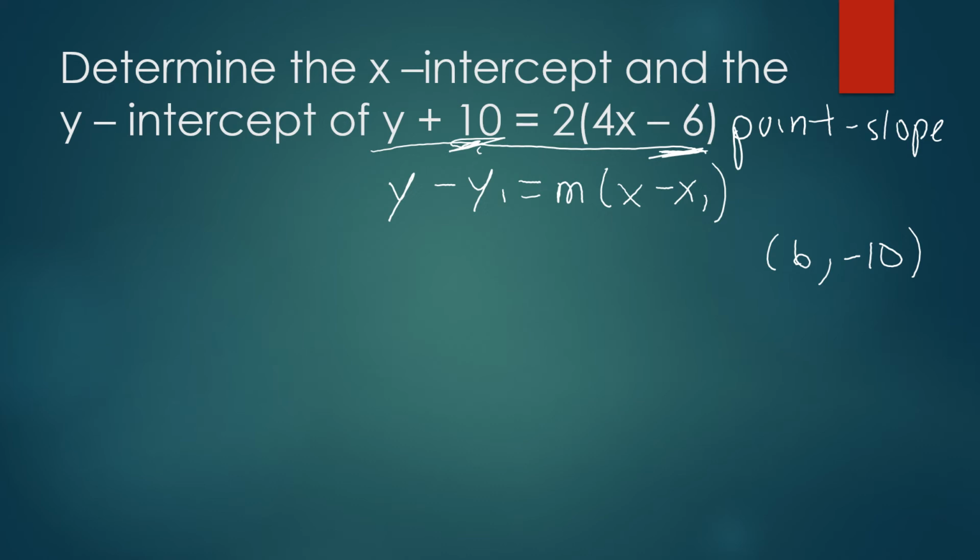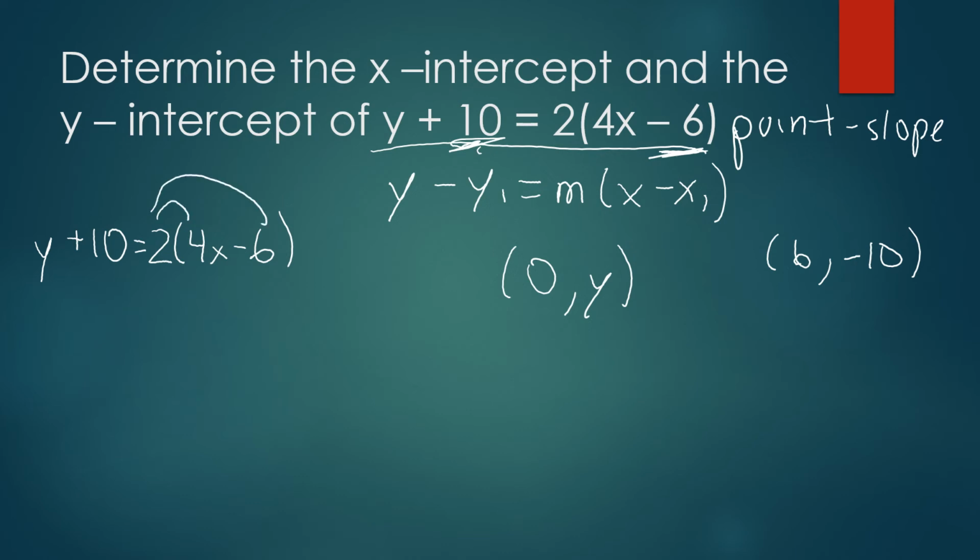To go ahead and find the x and y-intercept, we're going to start off with the y-intercept. Again, the y-intercept is (0, y). So y plus 10 is equal to 2 times 4x minus 6. Now, the first thing I would like to do is get rid of these parentheses. So we're going to use the distributive property to multiply and distribute that 2.